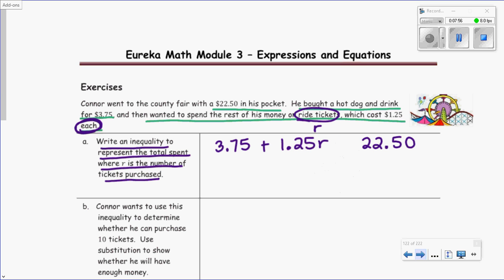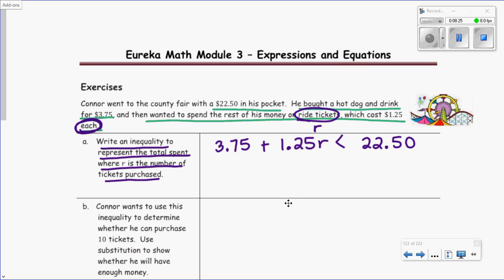And you have to decide right now, do we want it to be less than 22.50 or do we want this to be more than 22.50? So I'm going to kind of put a question mark there. What do you think goes there? Do we want all that money to be less than 22.50 or do we want it to be more than 22.50? Hopefully you said less because all he has is 22.50. That's all he has with him. So it has to be less than 22.50.